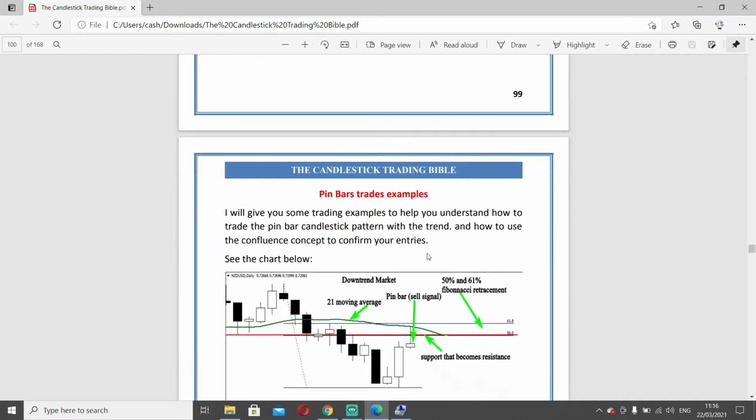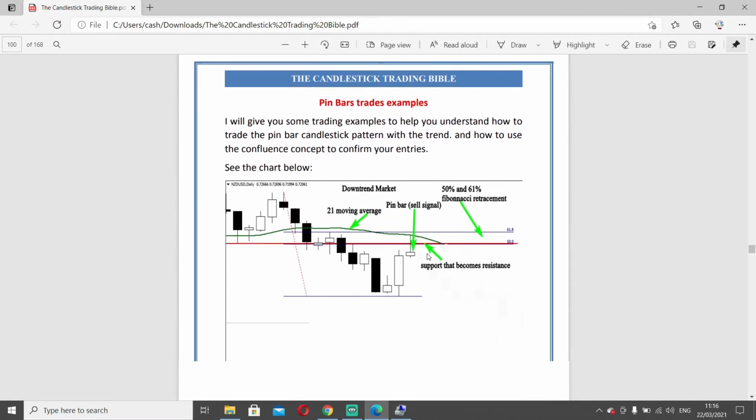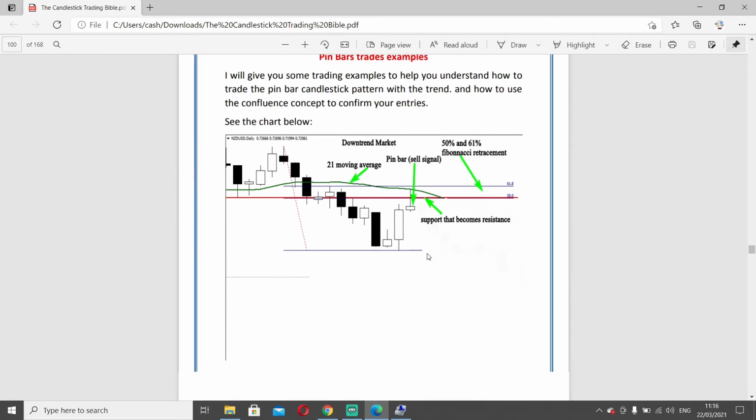So let's continue. Pin bars, trade examples. I'll give you some trading examples to help you understand how to use the trading pin bar candlestick pattern with the trend, and how to use the confluence concept to confirm your entries.